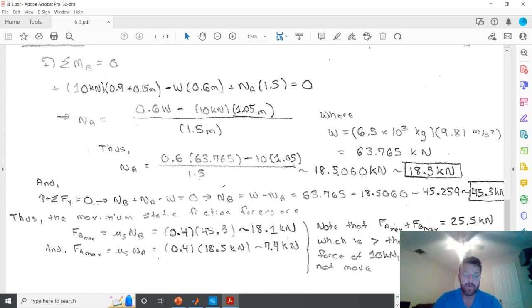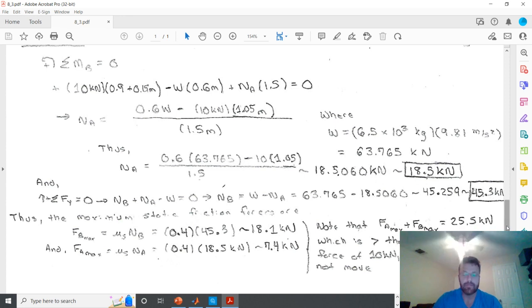So once we have NA, of course, we can solve for the other unknown reaction at the wheel, NB, by simply summing all forces in the y direction. Of course, if you're more comfortable with moment equations, you could sum all moments about point A. However, what you find is that NB is just going to be the weight less whatever portion of the weight NA has already offset. So since the weight is approximately 63.765 kilonewtons, and we solved above for NA to be about 18.5 kilonewtons, we see that the normal reaction at B is much larger, 45.3 kilonewtons.